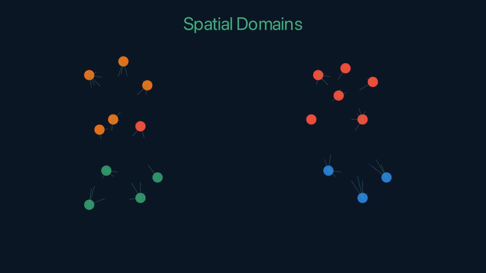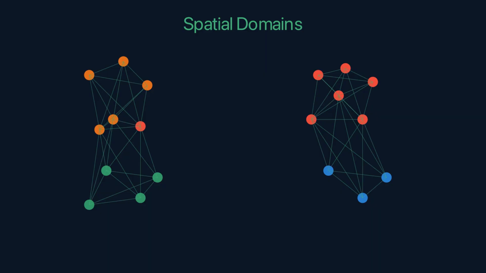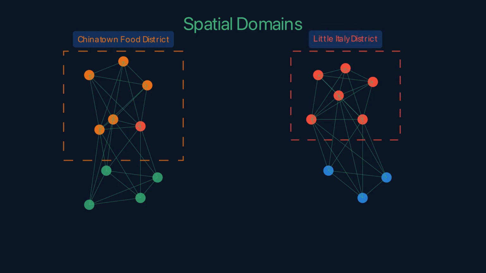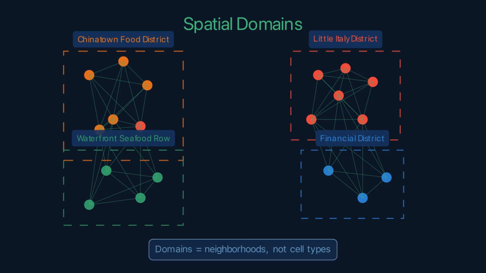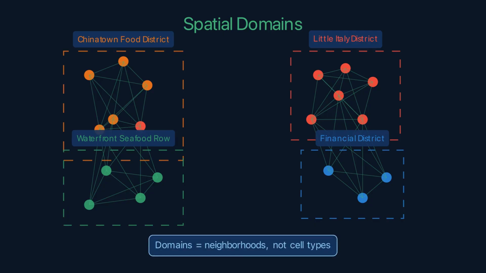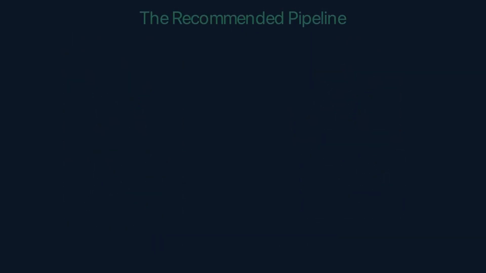Zoom out to the full city map. Chinatown Food District, a region where Chinese restaurants dominate, and even non-Chinese restaurants are influenced by the neighborhood. Little Italy District, Financial District Lunch Zone, Waterfront Seafood Row. These domains contain mixed restaurant types, but share a neighborhood character. In tissue, the tumor-immune interface, the perivascular niche, the fibrotic border zone.